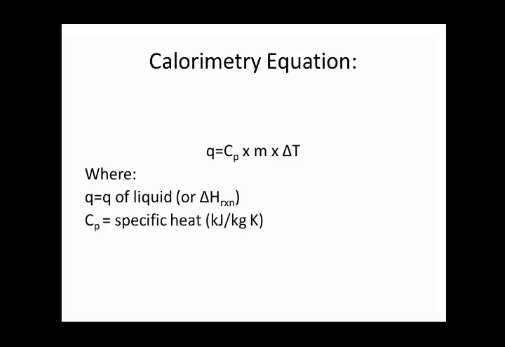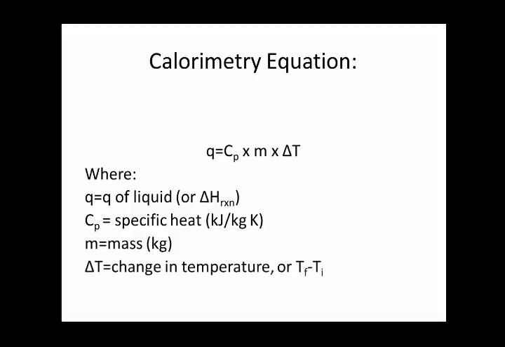Cp is equal to the specific heat. The traditional units are kilojoules per kilogram Kelvin. However, we can manipulate these to meet whatever is easiest, depending on what we're given. So the traditional M would be mass in kilograms. However, if we were using a specific heat that was using moles, then we could use N instead of M and use it in moles. Now, change in temperature, or delta T, is equal to TF minus TI.